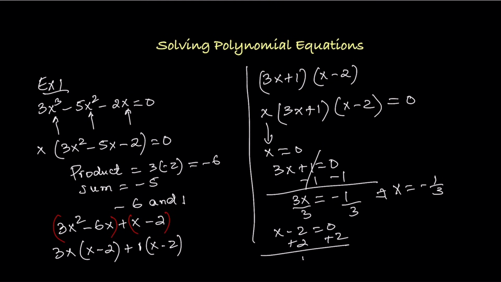Add 2 to both sides. X equals 2. The final solutions are x equals 0, -1/3, and 2.